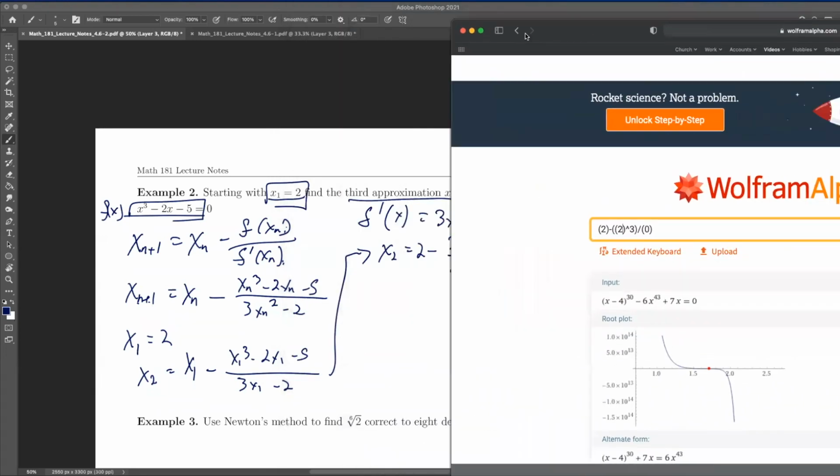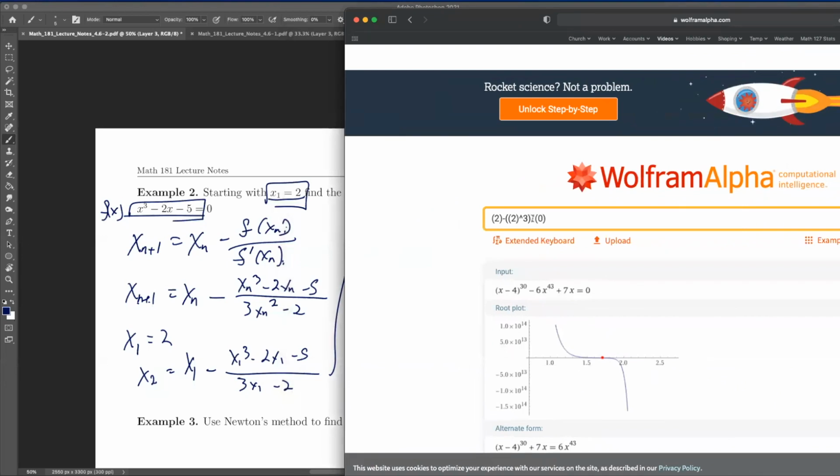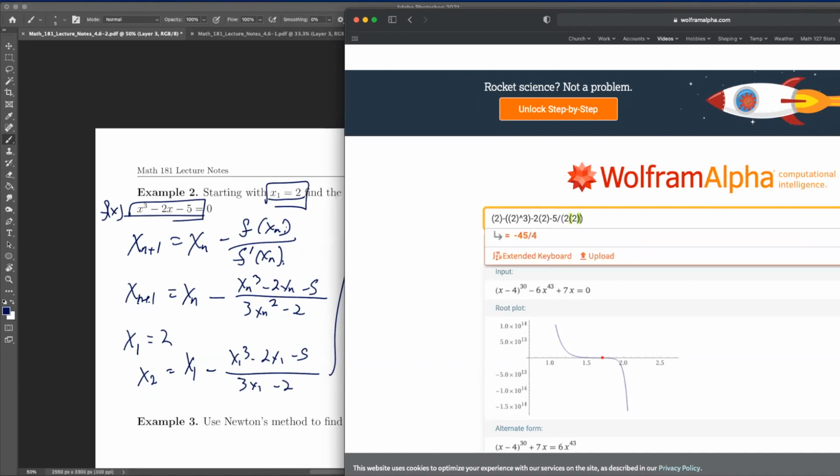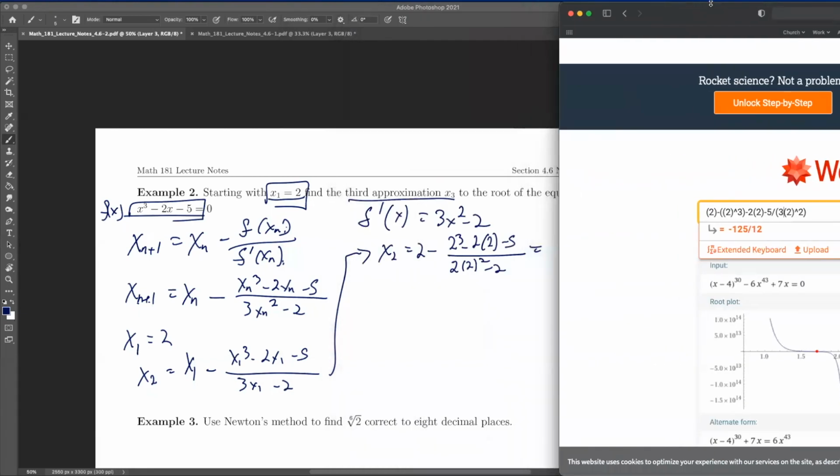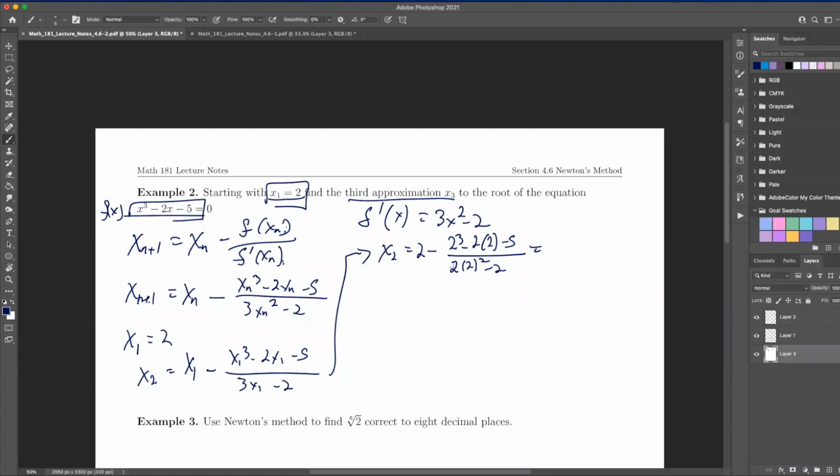Minus 2 times 2 minus 5, and this will be 3 times 2 squared. Nope, that's a 3. Did I write 2 over here like a doofus? Yes, I did. I wonder if doofus is one of the words I'm not allowed to use.